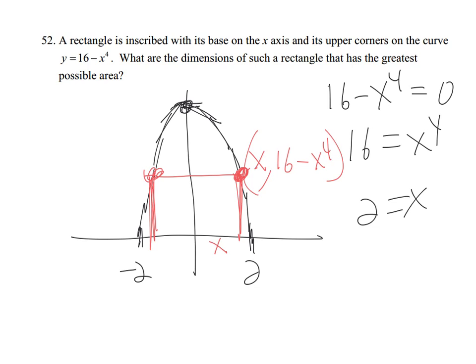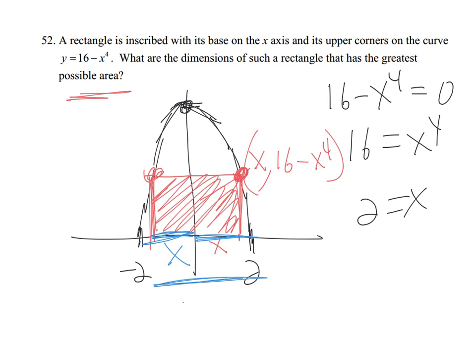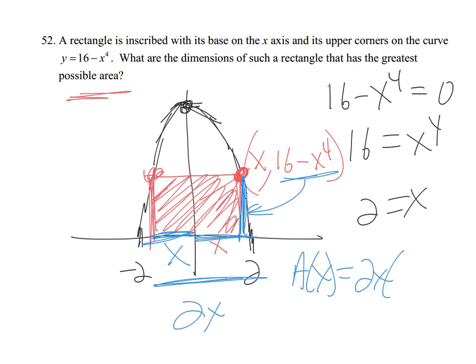And we know the dimensions, the area. What are we trying to do? We're going to try to find the greatest possible area, so we're going to try to maximize the area of this rectangle. Of course, you got to remember that if it's x long over here, it's x long over here, and that makes that whole rectangle 2x wide. And the height of it is 16 minus x to the fourth. So we're going to find an area of a rectangle that's 2x by 16 minus x to the fourth.